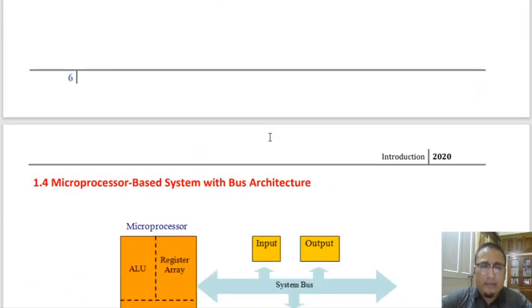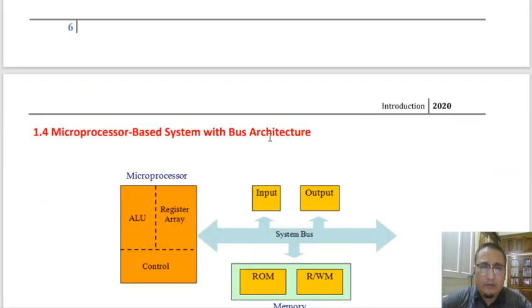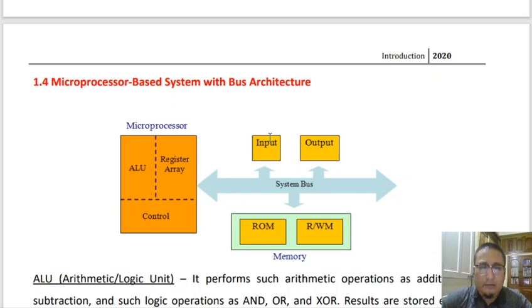Now, let us discuss something about microprocessor-based system with bus architecture. Here, this is a very simple schematic representation of how a microprocessor interacts with the other devices that are associated or present in the microcomputer.